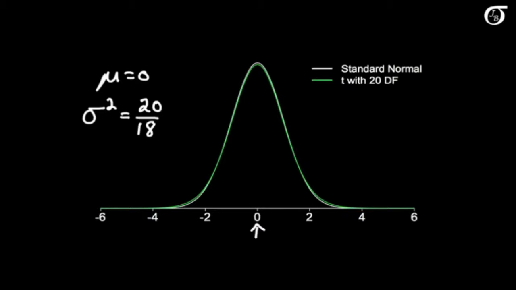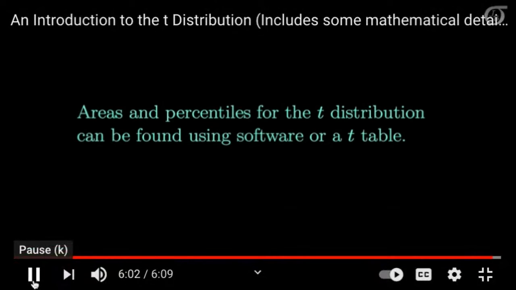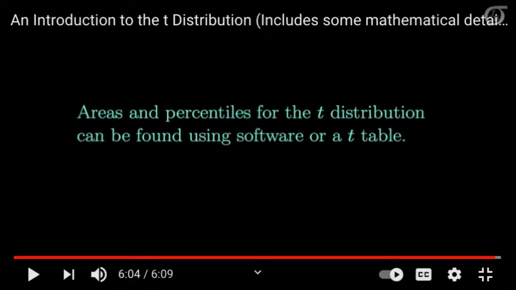In practice, we often want to find areas and percentiles of the t-distribution, and that requires integrating the probability density function. Unfortunately, there is no closed-form solution, and that integration must be carried out numerically. Fortunately, that's been done for us using computer software, and we will find areas and percentiles for the t-distribution using software or a t-table. Okay, so you do have a t-table on the website and in the text. You can look at that. It's similar to the Z table.